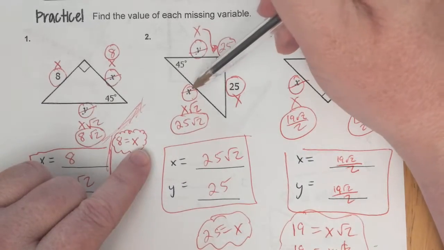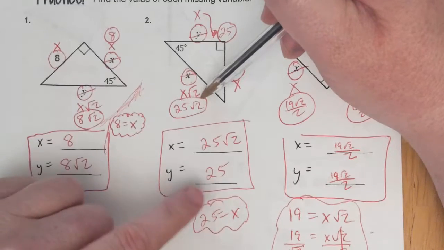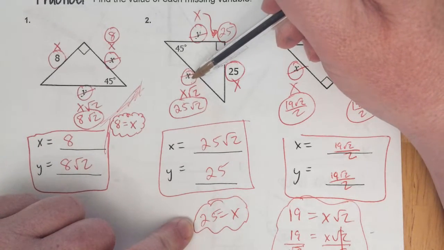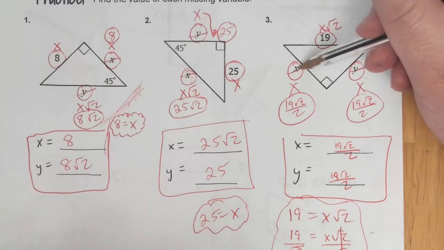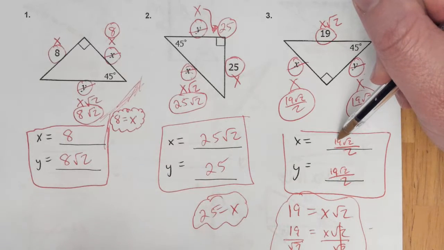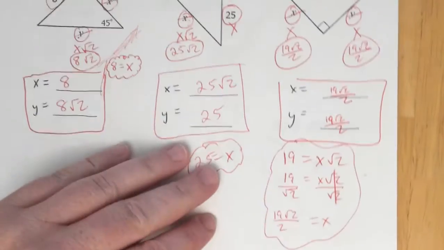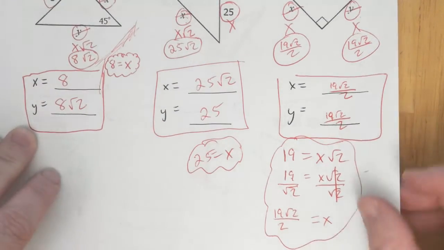Okay, now please notice, sometimes the red X and the black X are the same, but they're not always, because look here, this black X was 25 radical 2, and our red X was 25. That's why we ignored our variables in the beginning, because they're not always the same. And the same thing here. The black X was 19 radical 2 over 2, and red X is 19 radical 2 over 2 as well. So in this case, it just happened to be the same again, but it doesn't always happen.